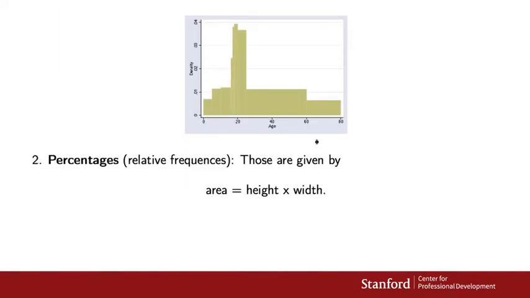The second piece of information one can get from the histogram is to compute percentages. Remember the rule which says the area corresponds to a percentage, and the area of a block is given by height times width.